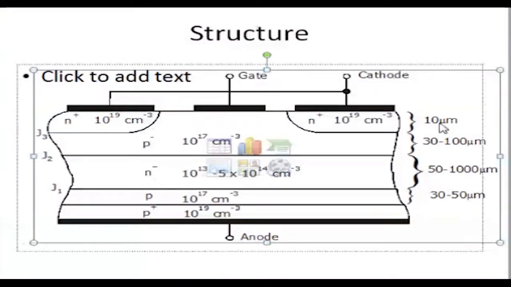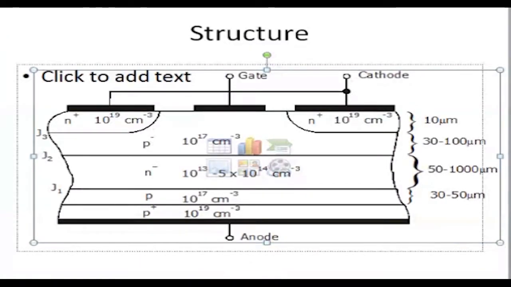Now you can see the width of each layer. N1 occupies more space. P1 and P2 occupy moderate space because they are in the range of 30 to 50 and 30 to 100. But what about N2? N2 is just 10, very less space. It occupies less space.